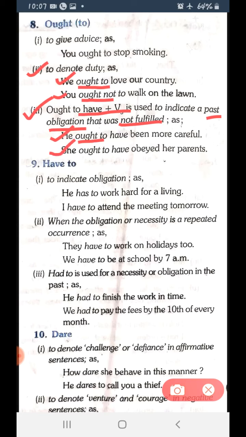Example number 2. She ought to have obeyed her parents. She should have listened to her parents. She ought to have obeyed her parents. So here ought to shows a position stronger than must and should. Fine everyone? Next.